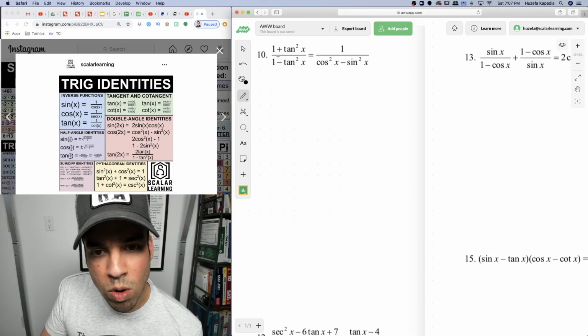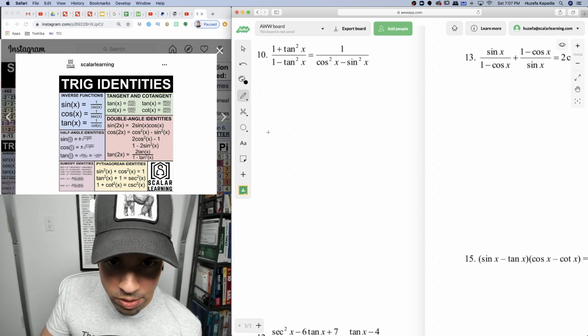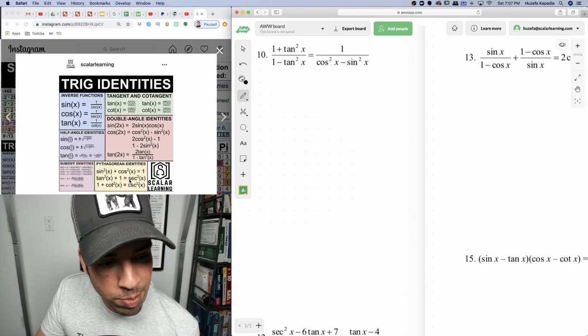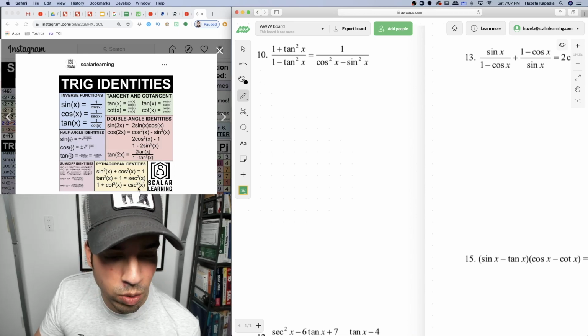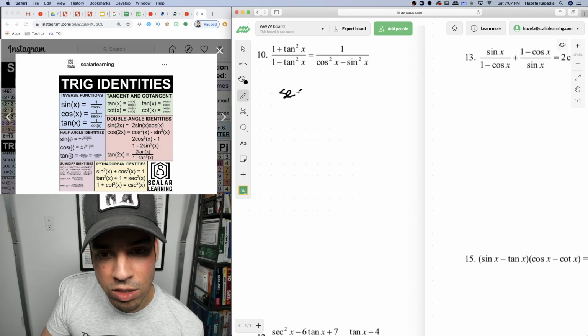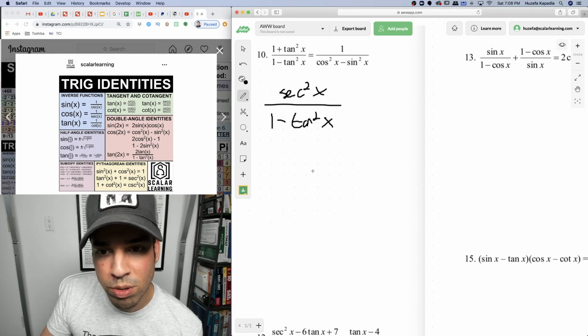All right, next we have 1 plus tangent squared x over 1 minus tangent squared x, and we want to get it to equal this whole thing over here. All right, so 1 plus tangent squared x. Again, I'm reminded of this Pythagorean identity where I got a secant squared x. I'm going to start there, okay? So I'm going to say that this is really secant squared x, so that guy turns into secant squared over 1 minus tangent squared x. So that's a pretty good start.